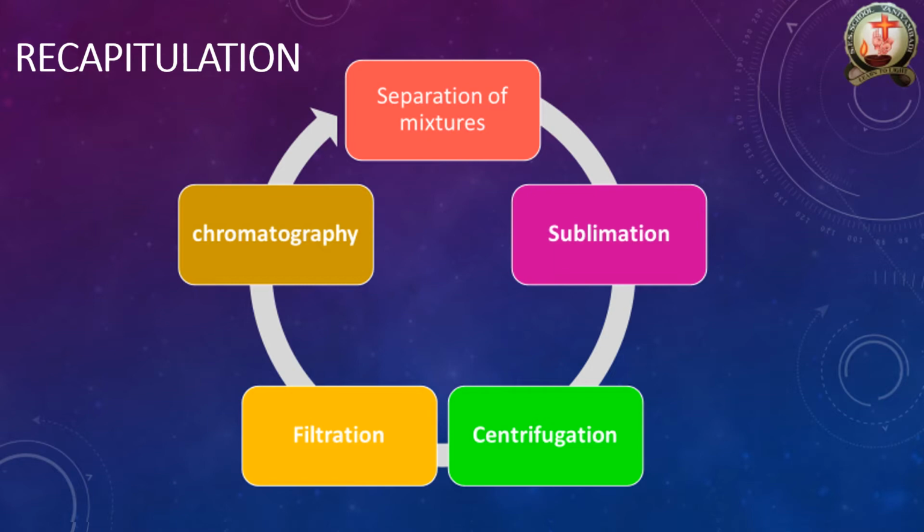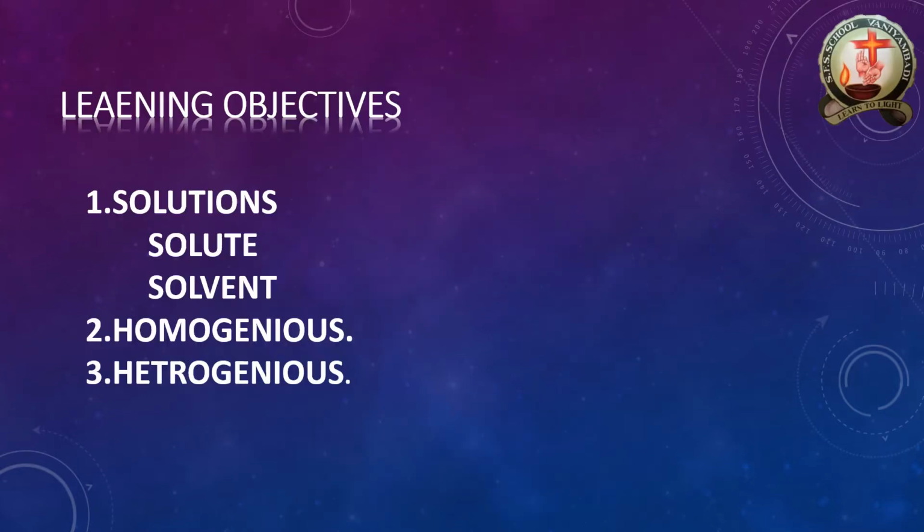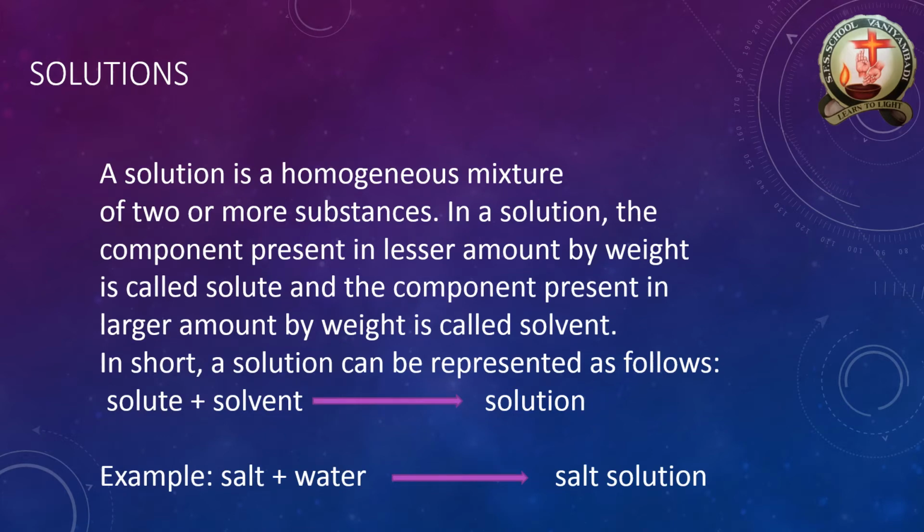Now I'm entering into the new subtitle, called solution. The learning objectives are these sections. First, we are going to learn what is meant by solution, what components make up a solution, and homogeneous and heterogeneous solutions. Then I give a small definition of the solution. A solution is a homogeneous mixture of two or more substances.